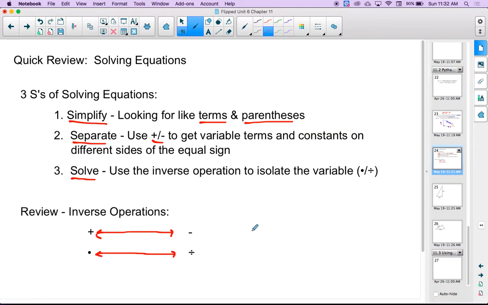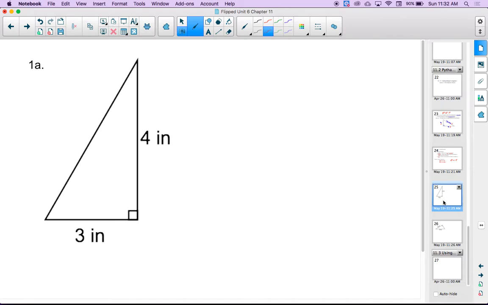But now we have a new operation that we want to worry about, and that's the square. So let's say we have a variable squared, and we want to figure out what that variable is equal to. In order to undo the square, we have to use its inverse operation, which is the square root. Likewise, the inverse of the square root is a square. So this is one new set of inverse operations that you can add to your list. Let's get started. I've got 2 examples for you. These are examples from your notes, so feel free to just copy these right into your notes.